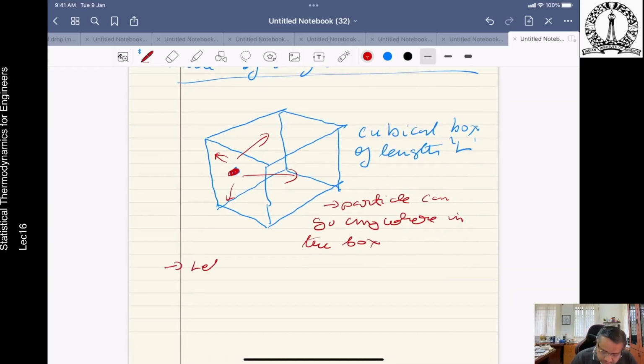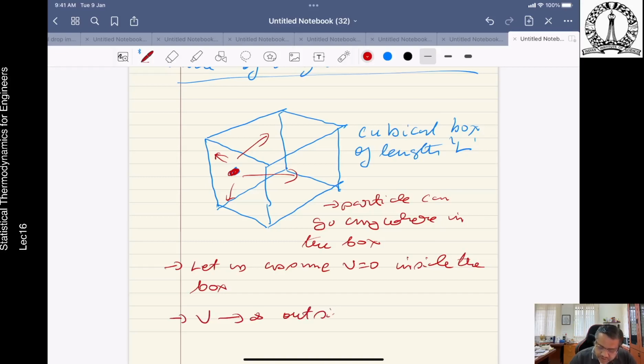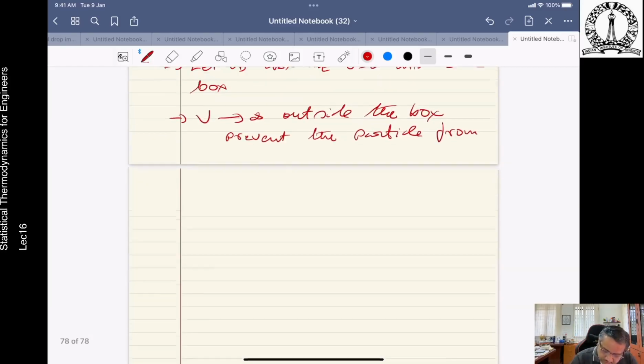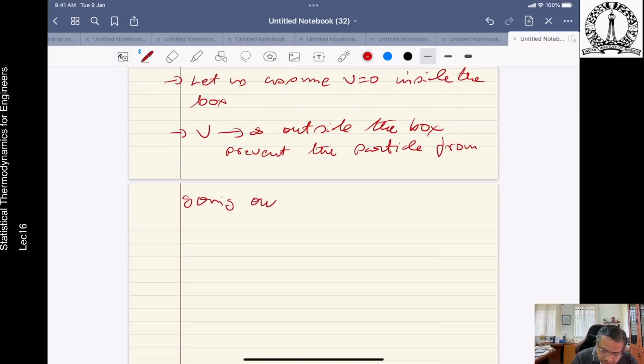Let us assume that V is equal to 0 inside the box. Makes things easier. And V goes to infinity outside the box. So this actually represents a potential well, right? The particle cannot go outside. It's like a barrier. This is used to prevent the particle from exiting the box, from going outside the box.